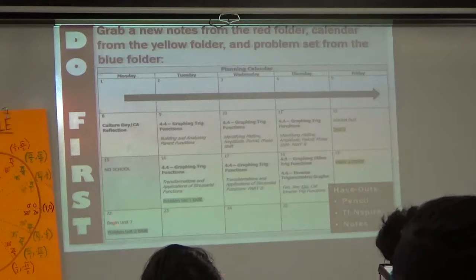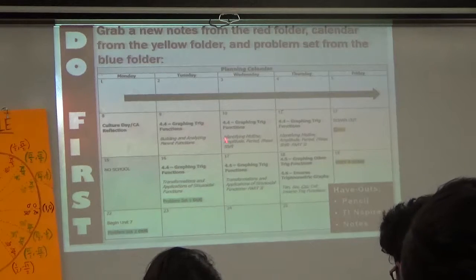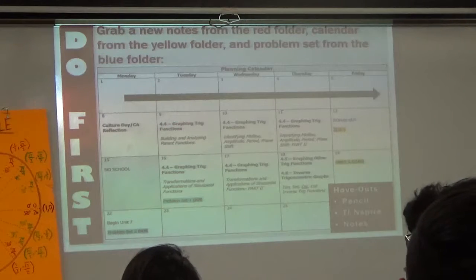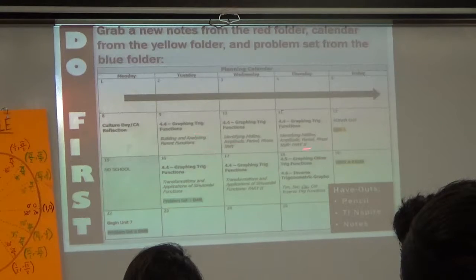Okay? So this calendar right here, you'll see today is going to be our first lesson, and the cool thing about this unit is we're going to add a little bit tomorrow, a little bit Thursday, but actually we're going to be practicing pretty much the same thing all week, graphing trig functions and then transforming them and moving them around. And then on Friday, you'll have a little mini quiz.